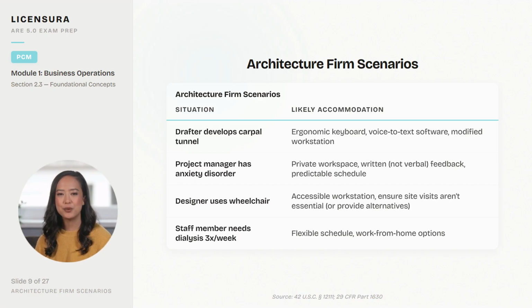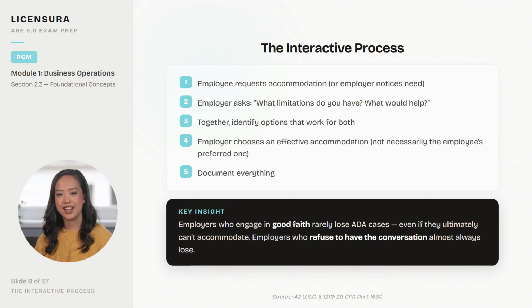But here's what a lot of people miss. Accommodation isn't about the employer guessing what might help. There's a specific process you're supposed to follow. It's called the interactive process, and it has 5 steps. 1. The employee requests accommodation, or the employer notices a need. 2. The employer asks, "What limitations do you have? What would help?" 3. Together, you identify options that work for both sides. 4. The employer chooses an effective accommodation.